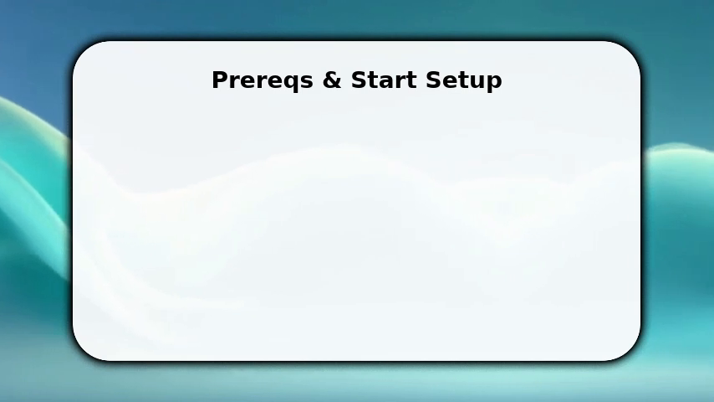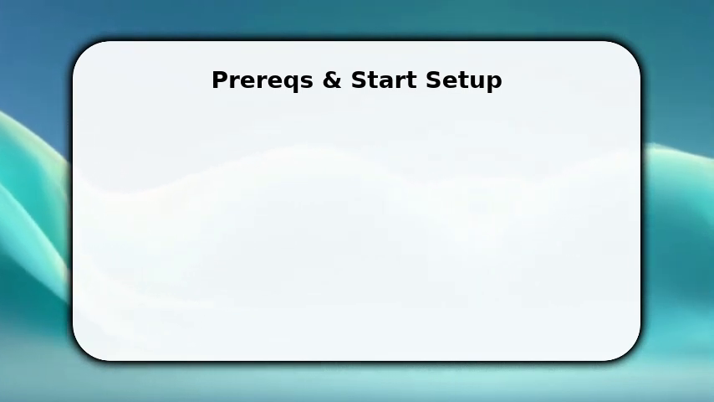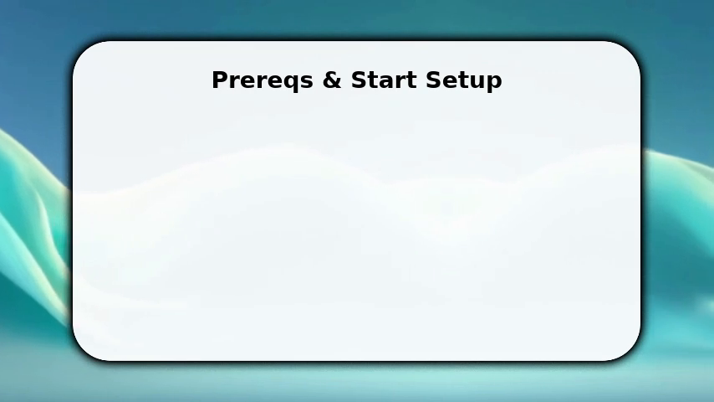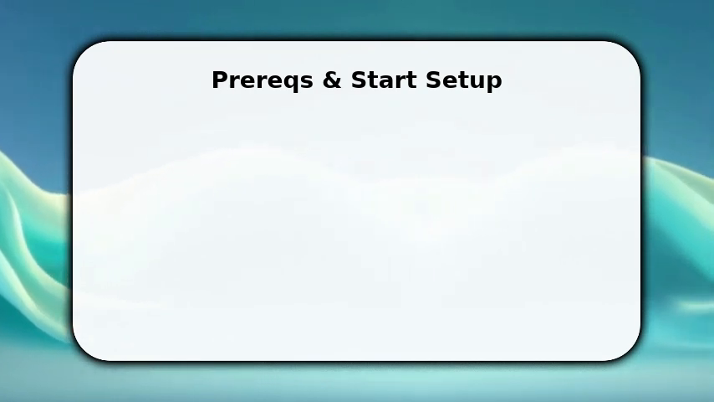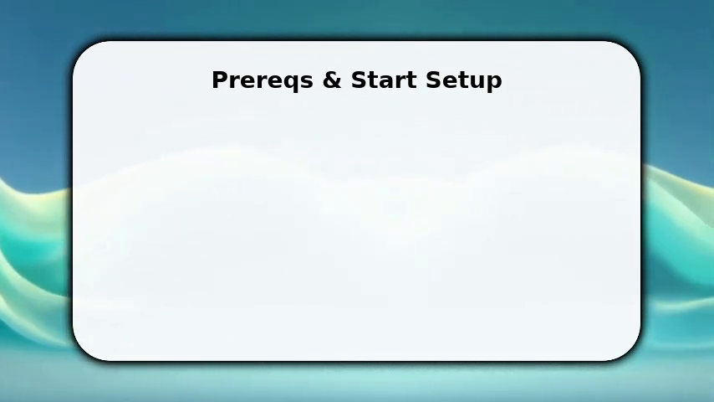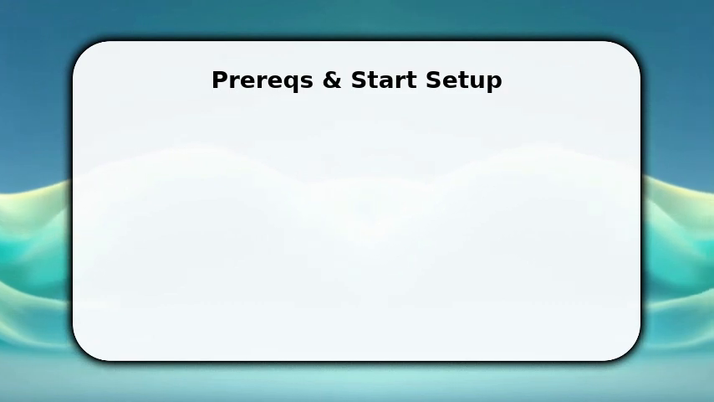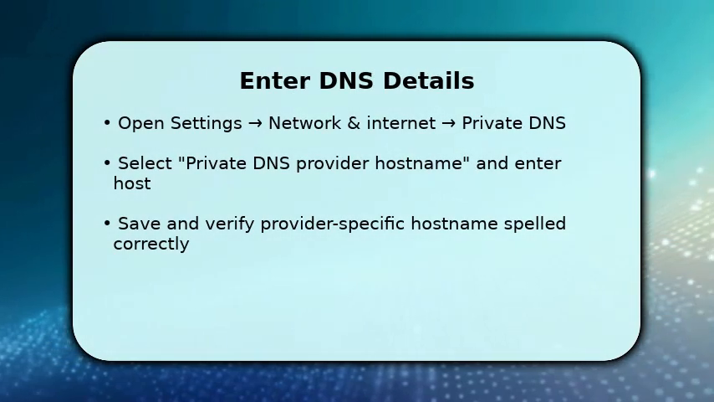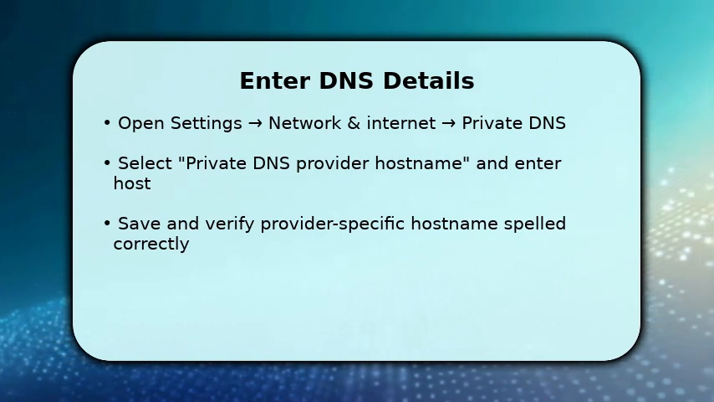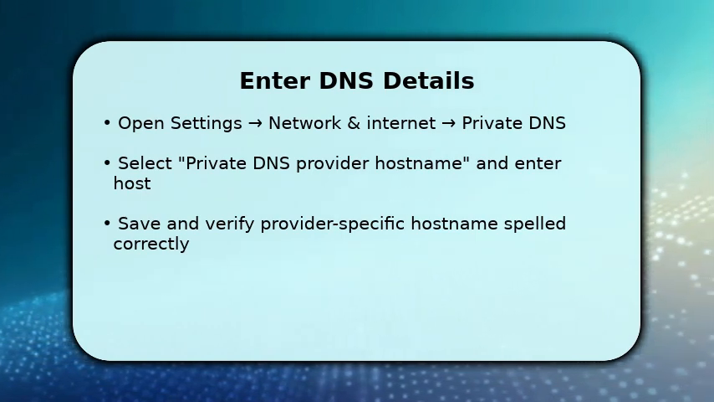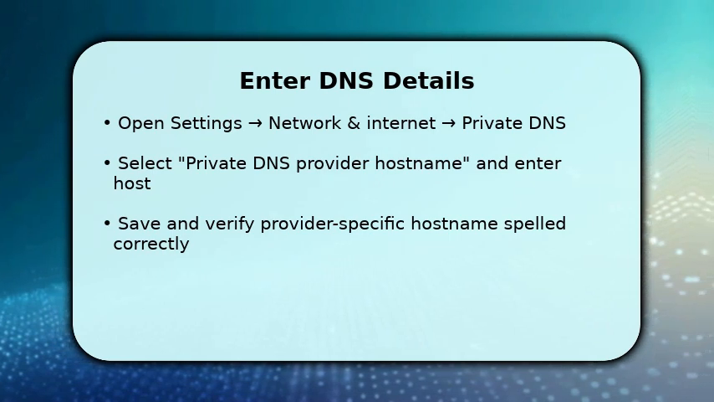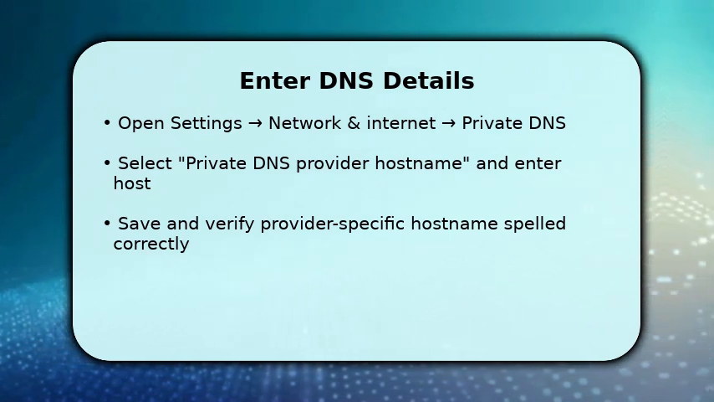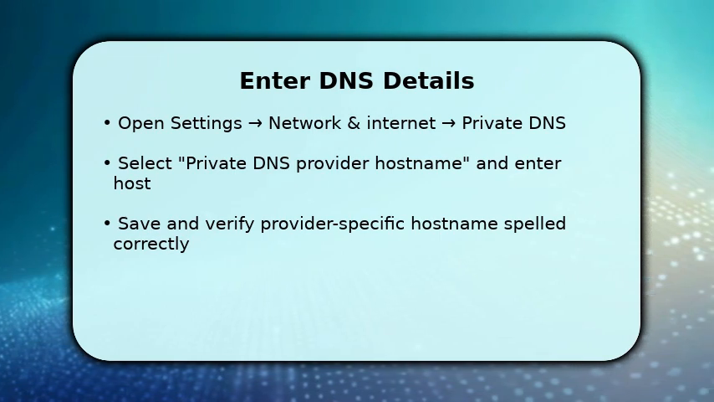Do this immediately so you don't lose context. Make sure to use the provider's exact hostname when selecting Private DNS Provider hostname. This avoids connection errors later on. Once done opening the Private DNS dialog, select the option to enter a provider hostname rather than off. Type the encrypted DNS hostname exactly as given. Typos cause failures. Then tap Save.